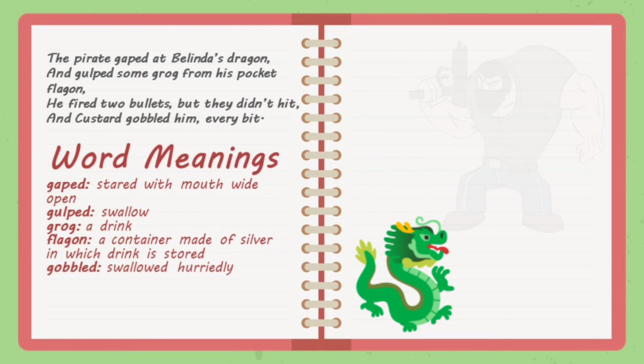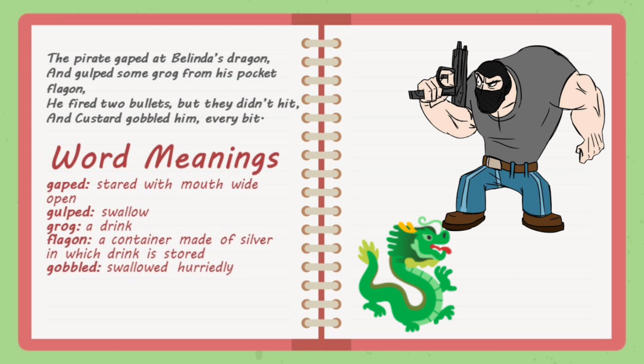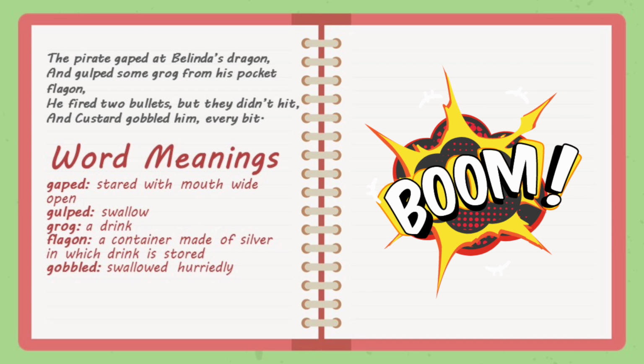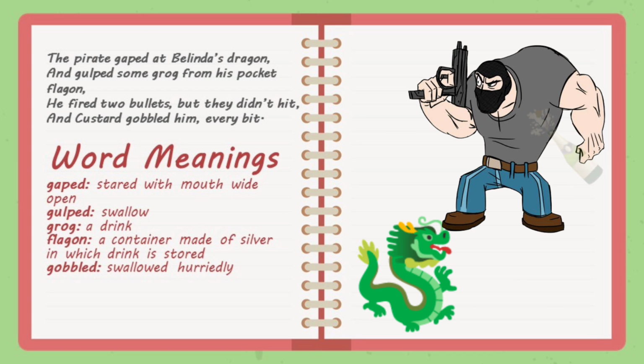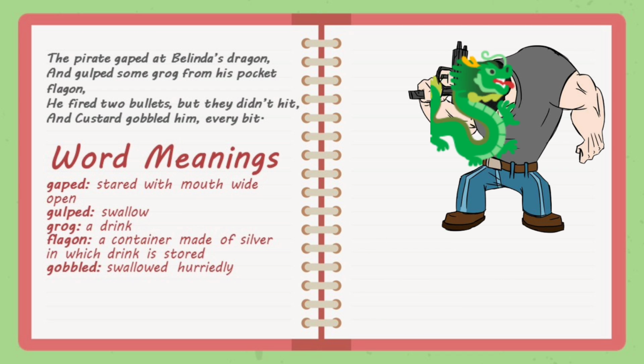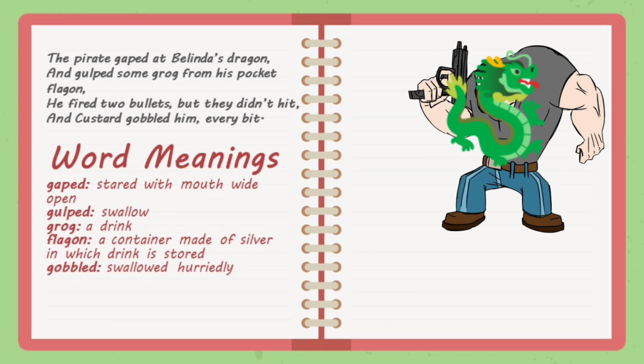When Custard the dragon charged at the pirate, the latter stared at him and was so stricken with fear that he took out the bottle of drink from his pocket to consume some of it to overcome his fear. He shot 2 bullets at the dragon, but was so nervous and afraid that his bullets missed the aim. The dragon mustered all his courage, killed him, and ate up every part of the pirate's body.